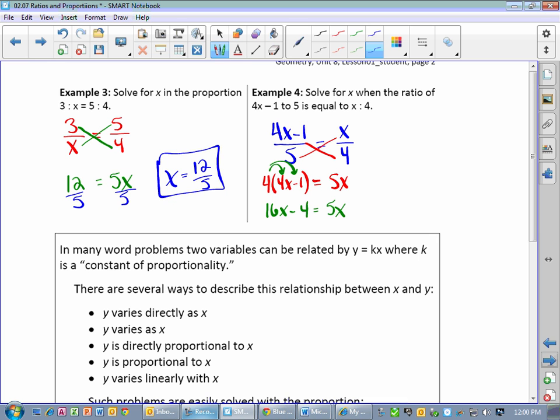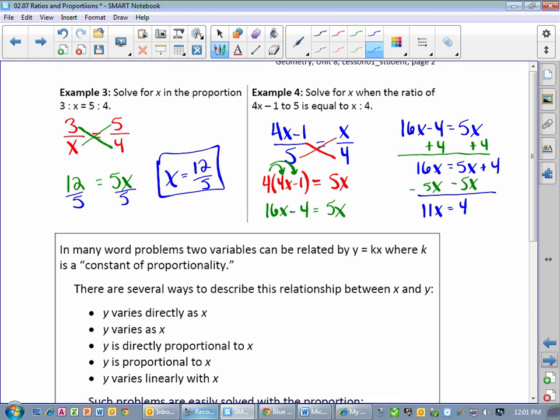Okay, so solving this equation now, 16x minus 4 equals 5x. Algebraically, we would add 4 to both sides, so we get 16x equals 5x plus 4. Subtract 5x from both sides, and so we get 11x equals 4.